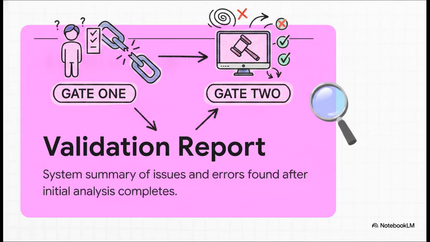So after you've actually loaded your data and the system runs its initial process report, you're going to get an in-browser notification with a link to download your validation report. This is an automatically generated system summary of any validation issues and mapping errors that it found after that initial analysis wraps up. If Gate 1 was your manual bouncer, Gate 2 is the software acting as the ultimate judge of your data, summarizing any inconsistencies that somehow slipped past you.